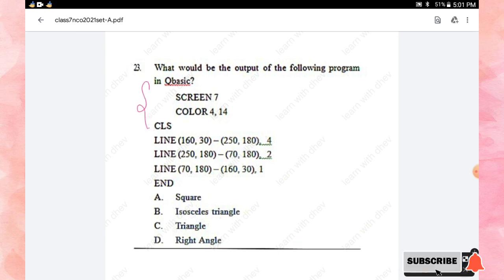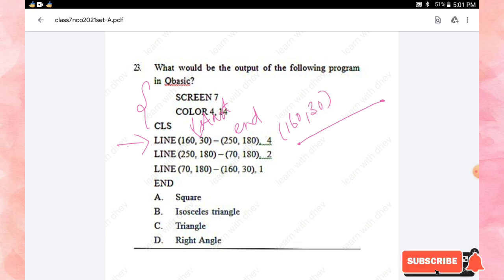After executing these three statements, the pointer will come here. This coordinate is nothing but the starting of a line and this is the ending of a line, right? So when this line gets executed, you will get a line like this. For example, this is an assumption, right? The coordinate of the starting point of this line is 160, 30, and the coordinate of this point is 250, 180.